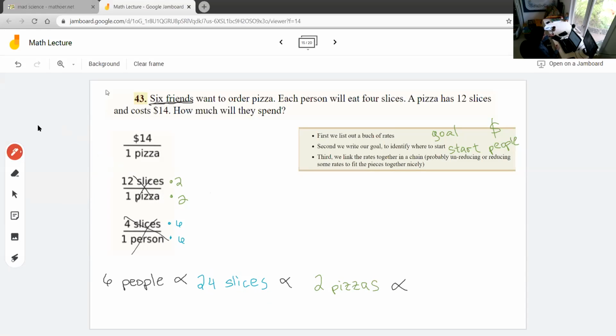Okay, last time, 2 pizzas. What am I going to multiply for this one? 2? 2, because I want it to be 2 pizzas. So 2 times 14 will be $28.